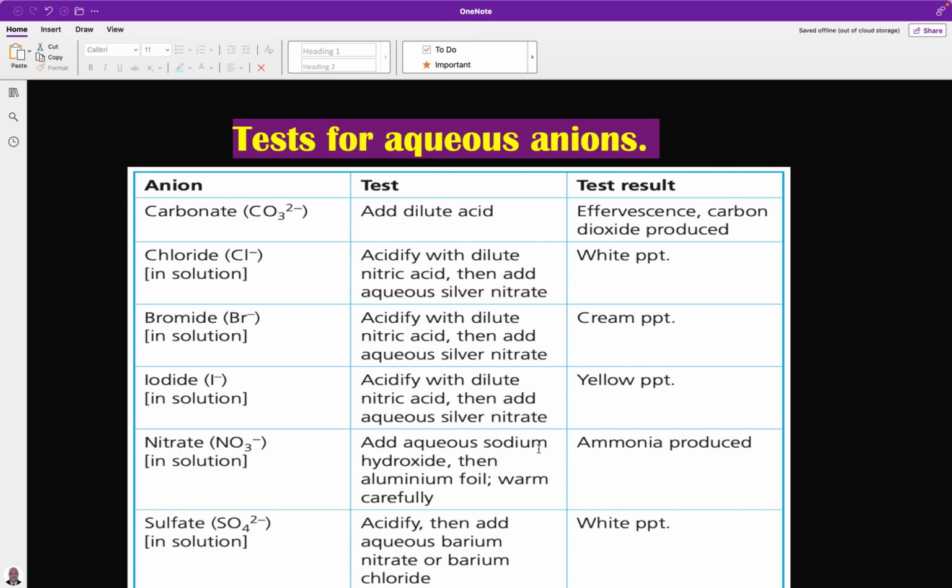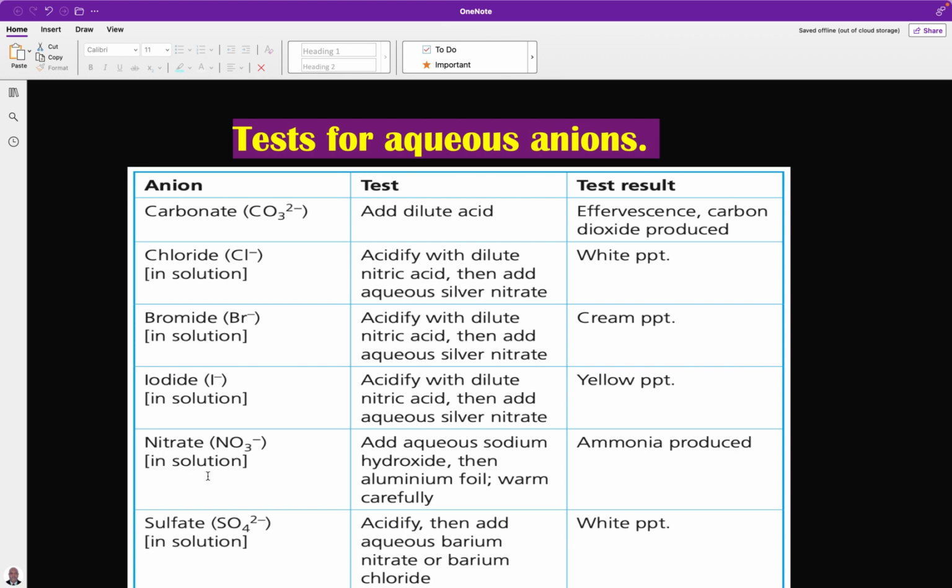What you will notice after adding sodium hydroxide followed by aluminum foil and warming gently is that bubbles of gas are being produced. There will be a gas that is being released, and this gas will turn damp red litmus paper blue, indicating that it is ammonia gas that is being produced.